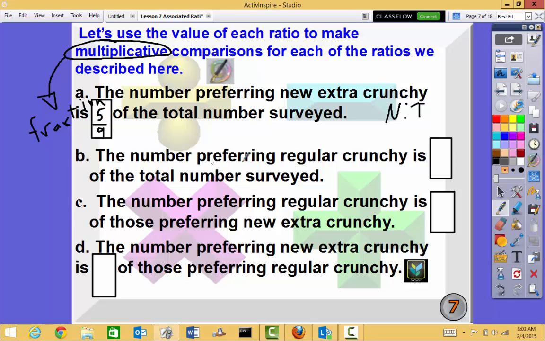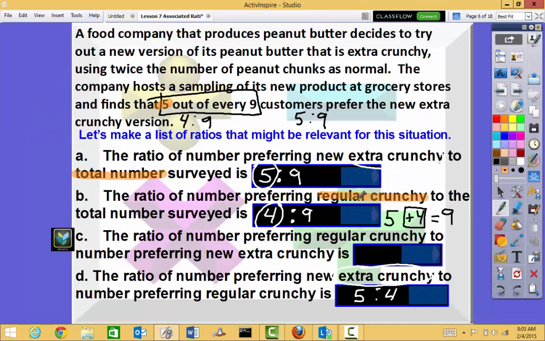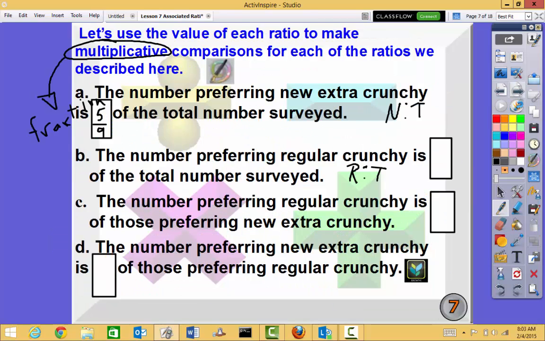My next one says number preferring regular to the total. Well, I look here and I see my regular is 4, my total is still 9. So this fraction is 4 to 9. C, the number preferring regular crunchy is blank of those preferring the new extra crunchy. Well, my regular crunchy, I look right here and I see that is 4. My extra crunchy, I look and it's telling me it's this 5. So that ratio is 4 to 5, or 4/5.